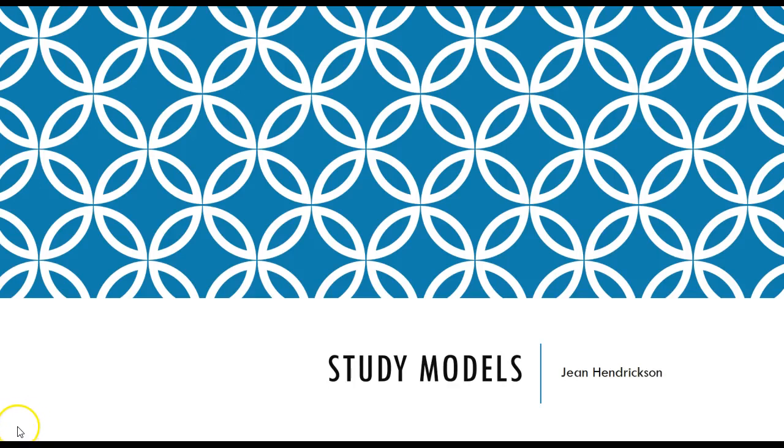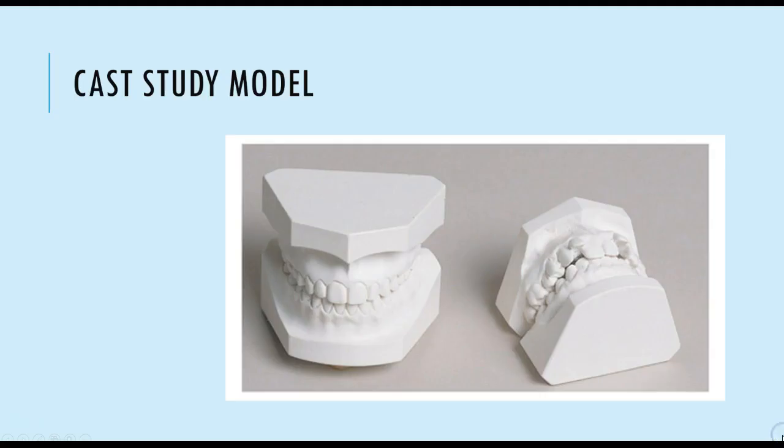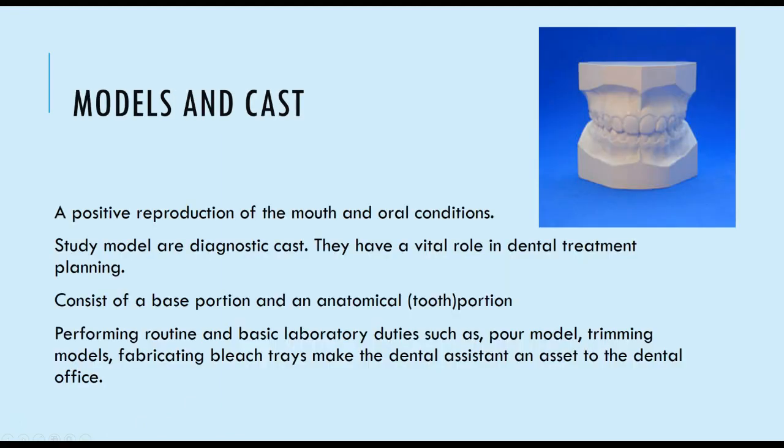Trimming the study models. We need to first start with cast study models. They're made from a variety of materials, from plaster to stone. You'll need a grinder. You probably want to first soak your models for about 10 minutes so it makes it easier to trim.